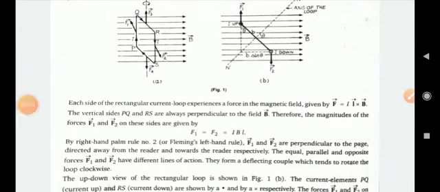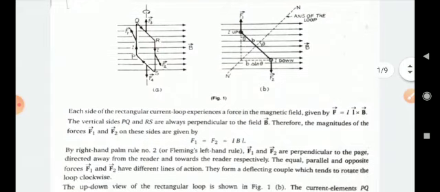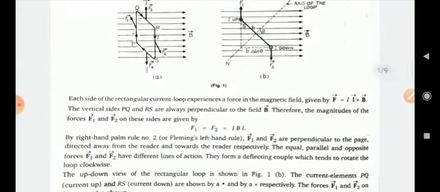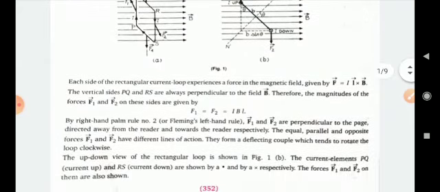Children, by right hand palm rule number 2 or Fleming's left hand rule, F1 vector and F2 vector are perpendicular to the page, directed away from the reader and towards the reader respectively. The equal, parallel and opposite forces F1 vector and F2 vector have different lines of action. They form a deflecting couple which tends to rotate the loop clockwise.